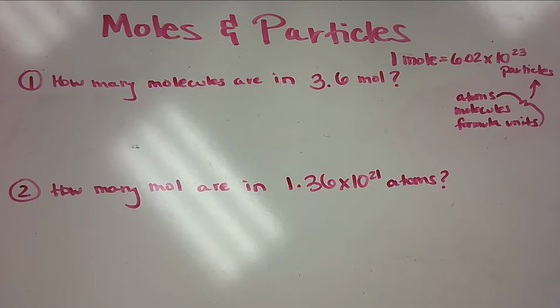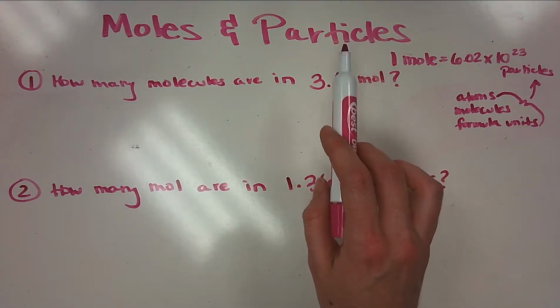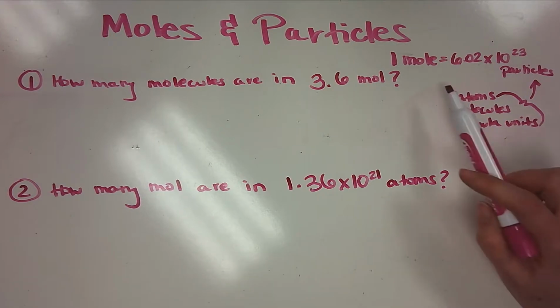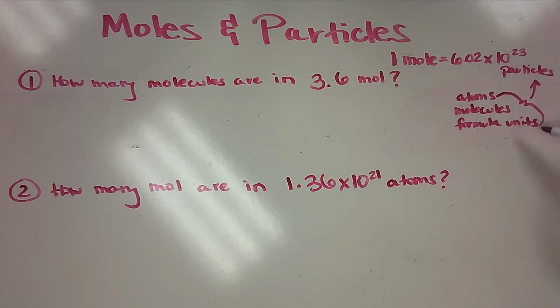Hey chemistry students, this tutorial is going to focus on the relationship between moles and particles. So we're going to work through two types of questions. The first one, we're going to go from moles to particles. And the second one, we're going to go from particles to moles. To do both of these problems, we're going to use this conversion factor. 1 mole is equal to 6.02 times 10 to the 23rd particles.